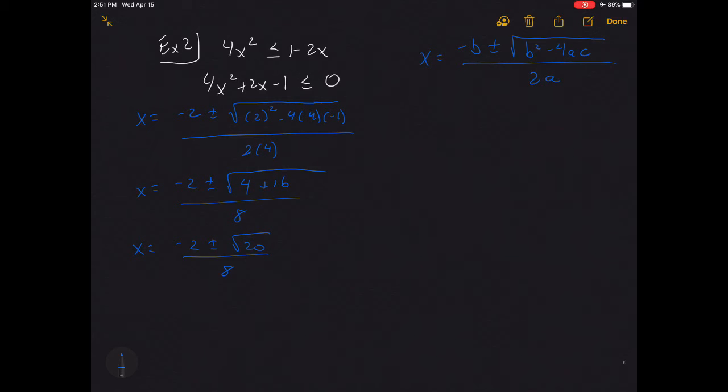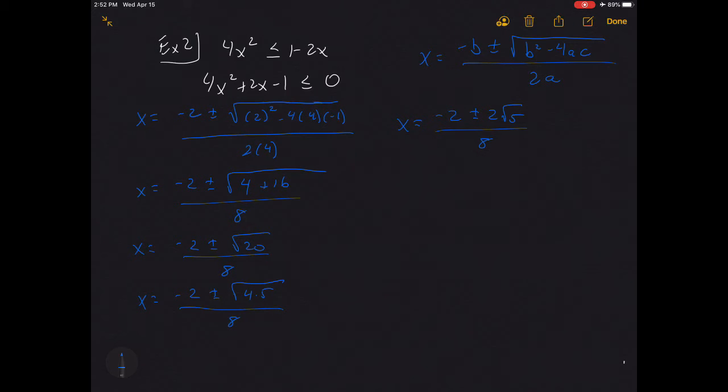And while that technically is the correct answer, we're going to simplify it because the square root here does simplify. The square root of 4 goes into 20. So if we change that to be the square root of 4 times 5 over 8, we can then take the square root of 4 out to the front. The square root of 4 itself is 2. So I'm going to bring that up here. So negative 2 plus or minus 2, still have a square root of 5 left over 8.